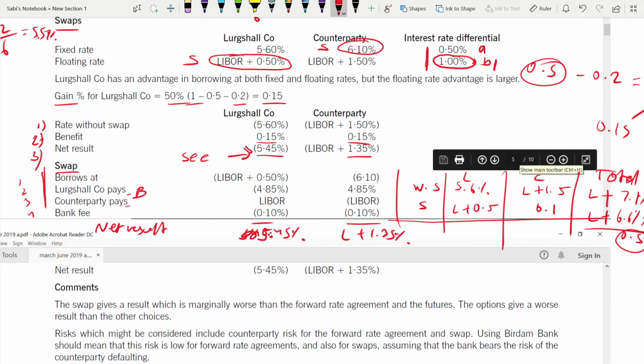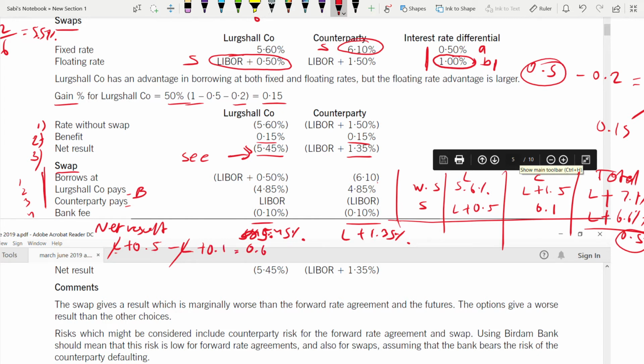Okay. So just add, see, LIBOR plus 0.5. I'm writing here LIBOR plus 0.5 for Lakshya company only. Lakshya company is receiving LIBOR. Counterparty is paying LIBOR, which means Lakshya company is receiving LIBOR. LIBOR will get cancelled, so minus L, because this is a payment and this is a receipt. So L gets cancelled. There is no LIBOR, only 0.5% now. Now add your bank fee, 0.1. That means you are having 0.6.